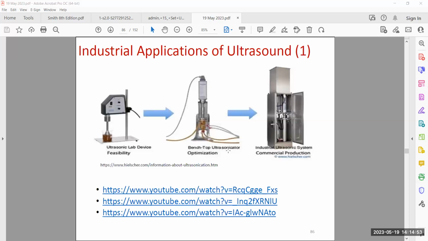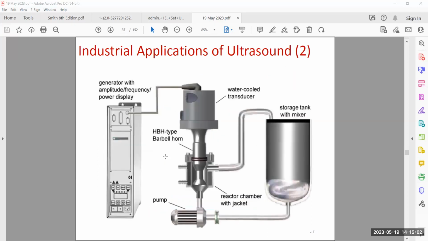These are some of the industrial applications of ultrasound. There are 3 links here that you can take a look at later on. So this is the industrial application, it's quite big, and depending on the transducer type, you can induce a very homogenized frequency or otherwise.